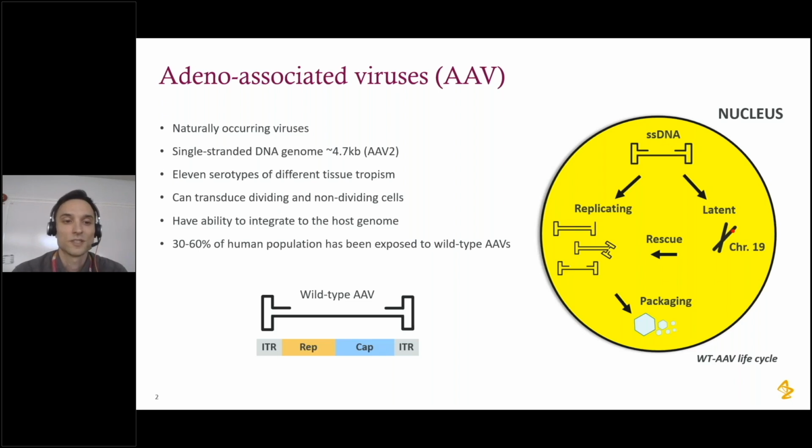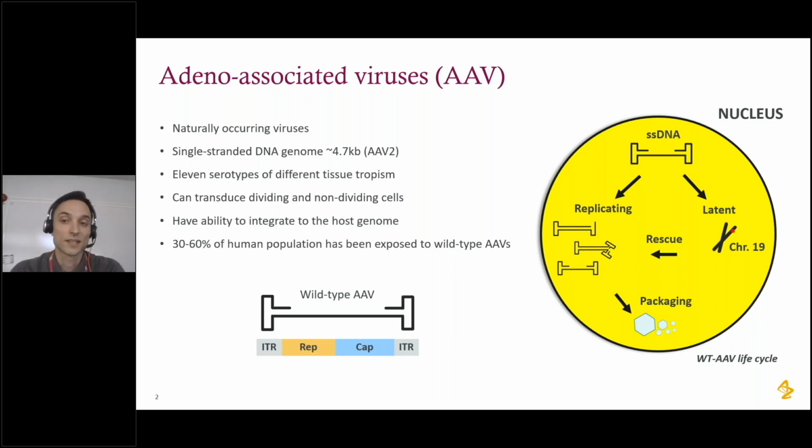They have a single-stranded DNA genome of approximately 4.7 kilobases, and the characteristic feature of the AAV genome is the presence of inverted terminal repeats flanking the open reading frame of wild-type AAV. These are really like a hairpin secondary structure made of palindromic sequences that can sometimes be tricky to work with. So AAVs appear in several serotypes that have different tissue tropism.